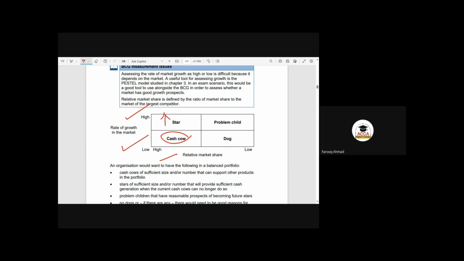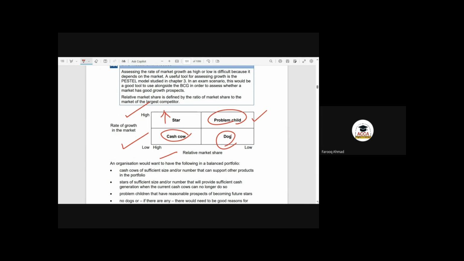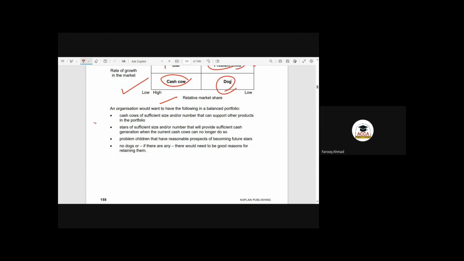Here the rate of growth in the market is high, and relative market share is on the higher side. But here they have a lower relative market share and high market growth. It means it is consuming the company's resources. It is a problem child, with low market share and high market growth. So they have a lot of expenses. So this scenario, students, you have to practice, which will give you more understanding.